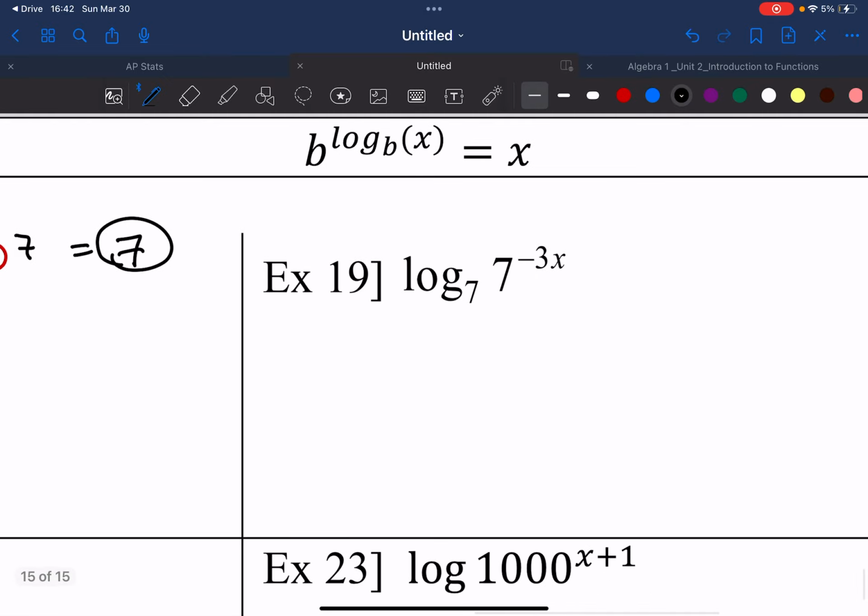Okay. Same here. We have log base 7 of 7. Okay, well, those cancel out, and whatever is left over is our answer. So negative 3x is our answer.